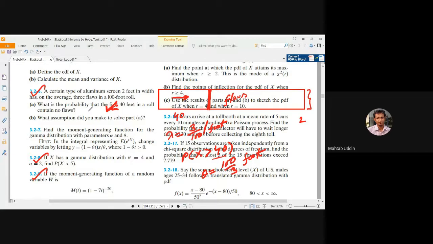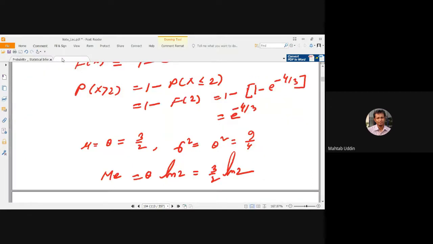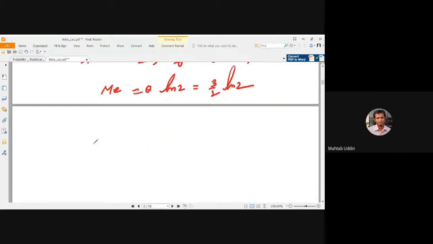So we have to find the probability. And what assumption did you make in solving part A? This is simply an exponential distribution. This is the answer of B. But this is not so necessary because we can find this in your solution. Now, lambda is 3 by 100. Accordingly, theta equal to 1 by lambda is 100 by 3.